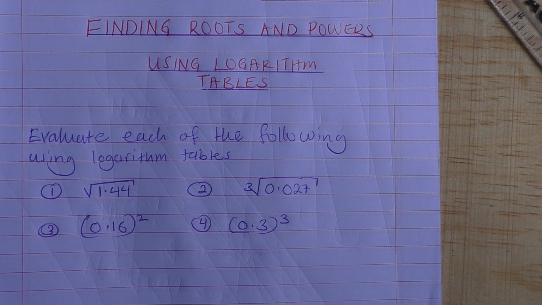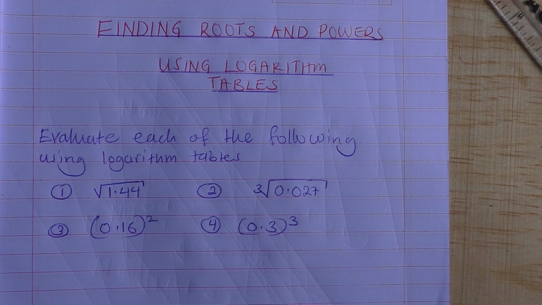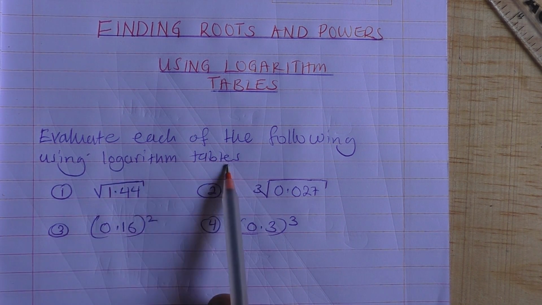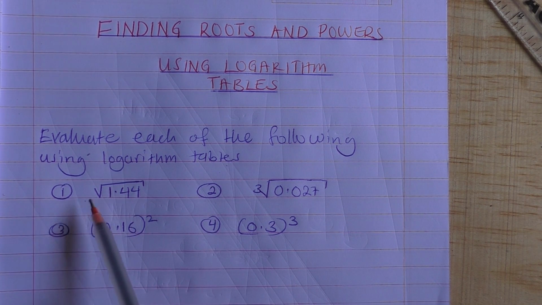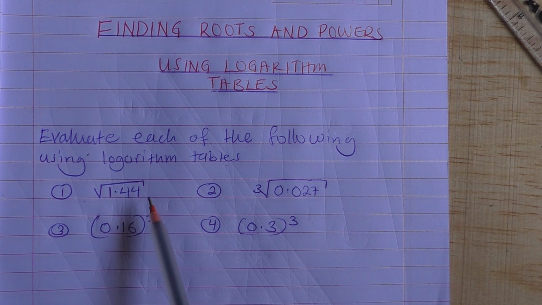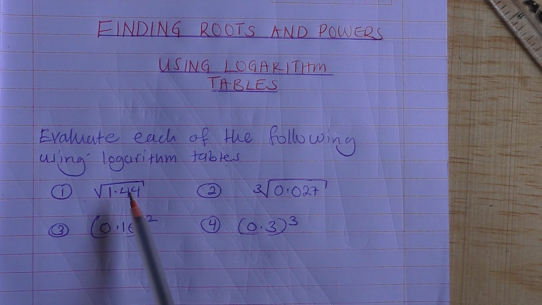Today we shall be looking at how to find roots and powers using the logarithm tables. We have a question which says evaluate each of the following using log tables. Number 1 is the square root of 1.44. We all know that the square root of 1.44 is 1.2. So let us use log tables and see if we shall get 1.2.